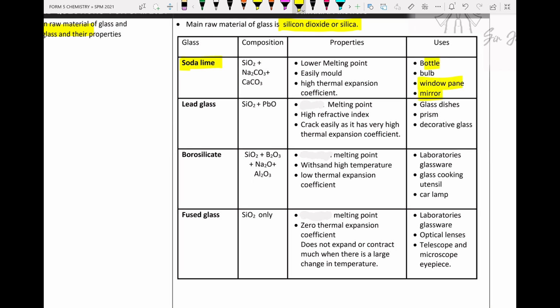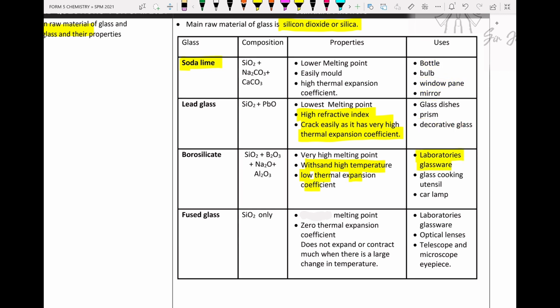All right, please remember. Lead glass has the lowest melting point, it has a high refractive index, it also has a high reflection index, and it cracks easily as it has a very high thermal expansion coefficient. It's used to make decorative glass. Next one, borosilicate glass can withstand high temperature. It has a very high melting point, and it has a low thermal expansion coefficient. It's used to make laboratory glassware.